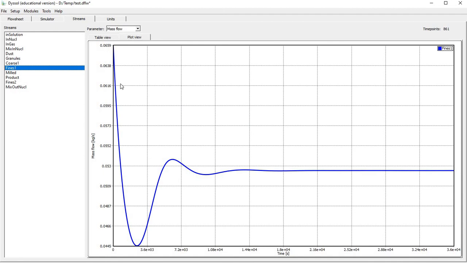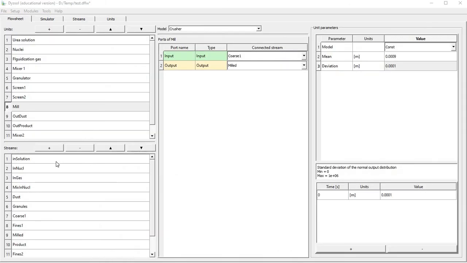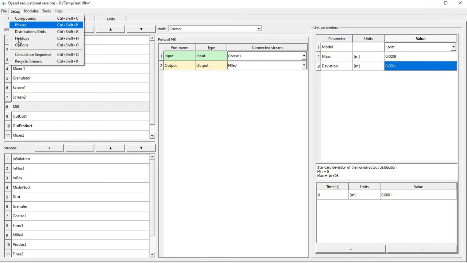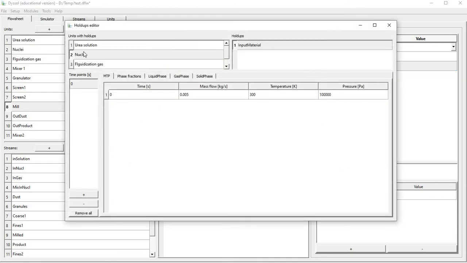For example, the mass flow of fines within the process. So we see that after maybe 15,000 seconds, we have a steady state. Now what we can do is analyze some sort of dynamic change of different parameters. That's why we will go to the Holdups definition and see what will happen if we have some modification of the nuclei mass flow.